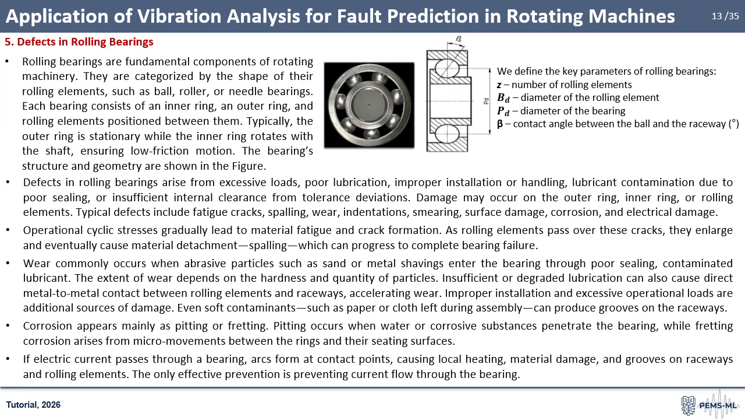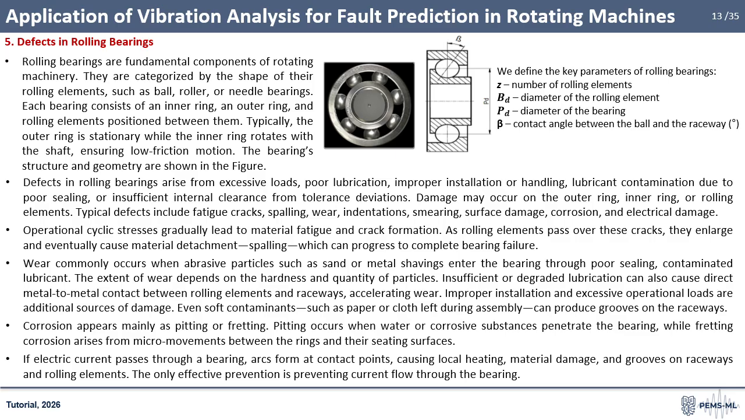The next type of defects we will consider are rolling bearing defects. Rolling bearings are essential components of rotating machinery and are the most widely used bearing type. They are classified by the shape of their rolling elements, such as ball, roller, or needle bearings. Each bearing consists of an inner ring, an outer ring, and rolling elements between them. Typically, the outer ring is stationary, while the inner ring rotates with the shaft, providing low friction motion. The bearing geometry is shown in the figure.